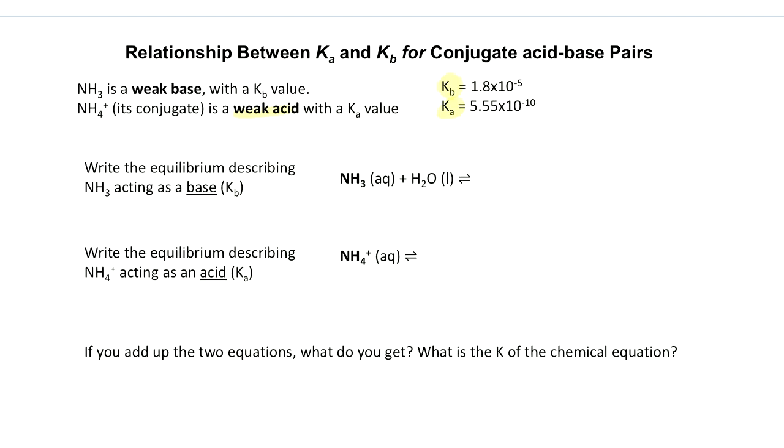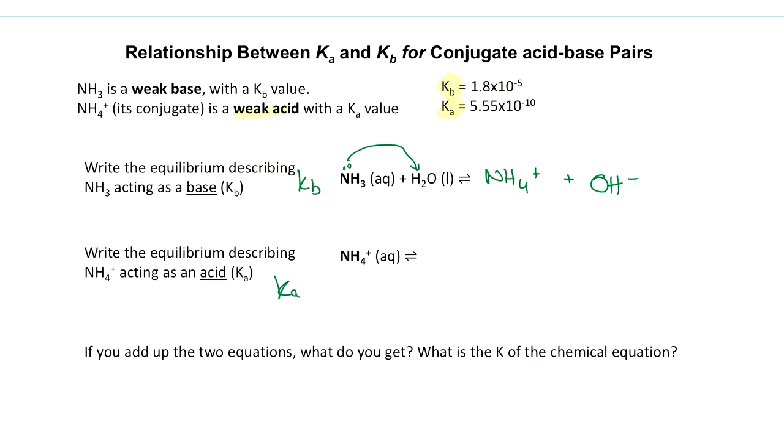So let's remind ourselves, what is the Kb expression for ammonia, a base, just a generic base? Nitrogen on ammonia grabs a proton, so you make NH4+, the conjugate acid, and then what's the other product for a Kb expression? OH minus, perfect. So that's the Kb expression.